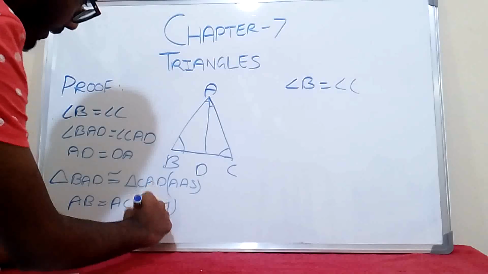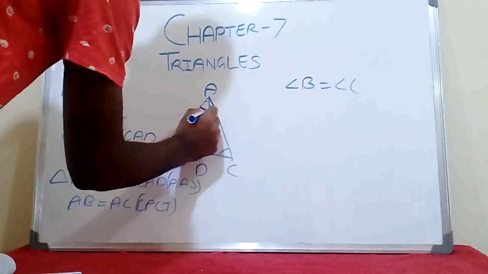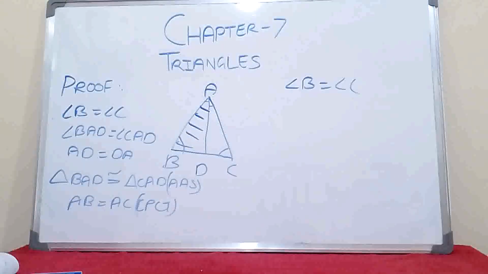Again, CPCT means corresponding parts of congruent triangles. So we proved here that using AAS, these two triangles are congruent, which means that every part should be equal. As AB is a side of triangle ABD and AC is a side of triangle ACD, and they correspond, they are equal. So this is how we prove that sides opposite to equal angles are equal. Now we have two more congruency criteria left, and we'll be moving on to them and see how to prove them.